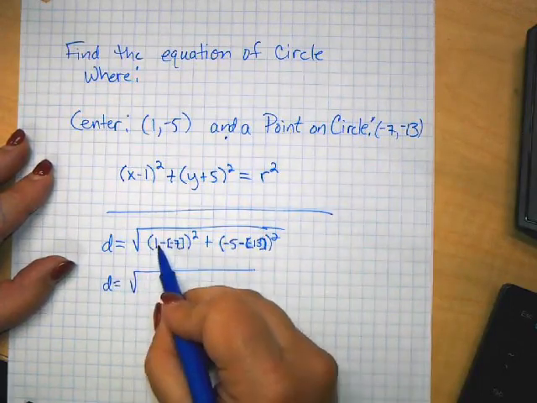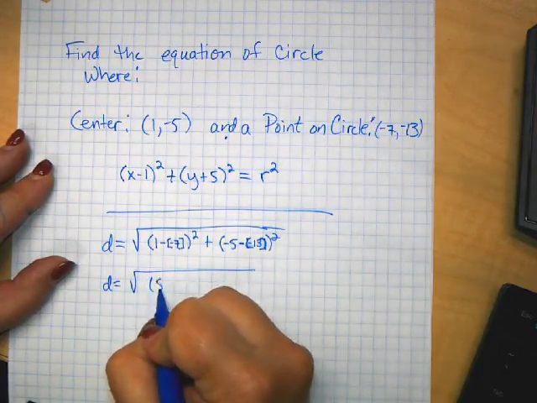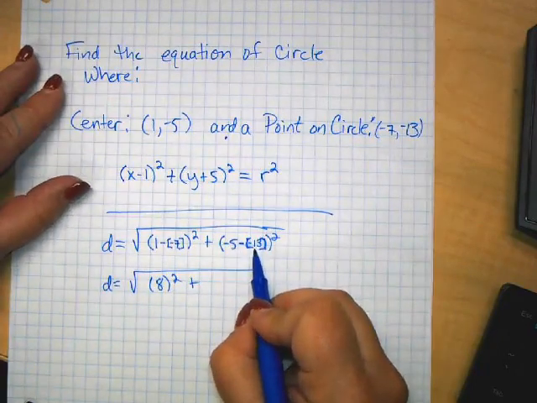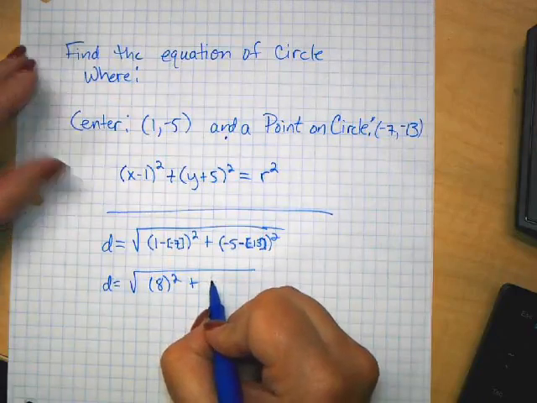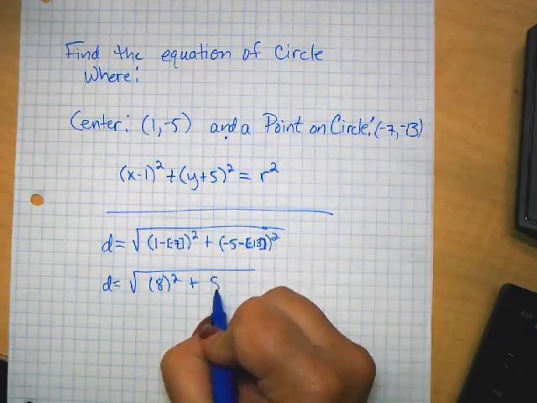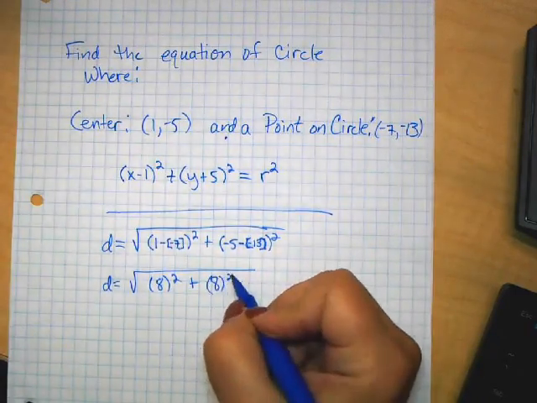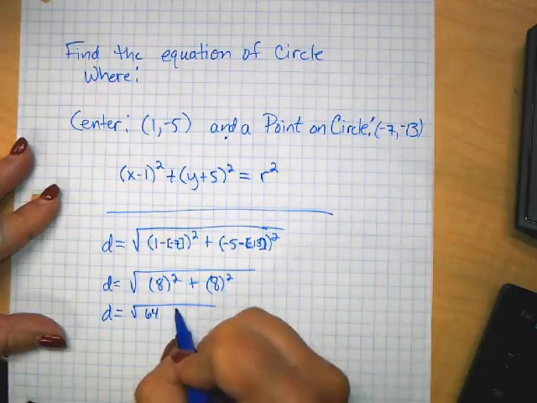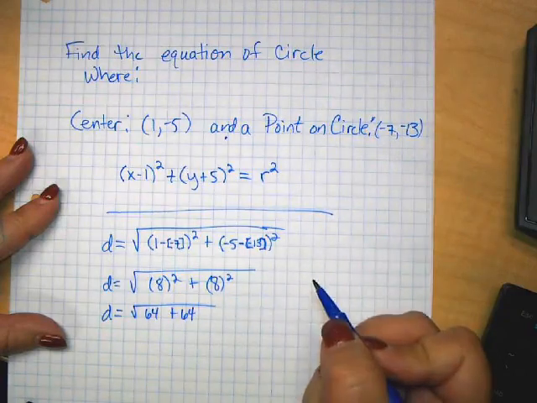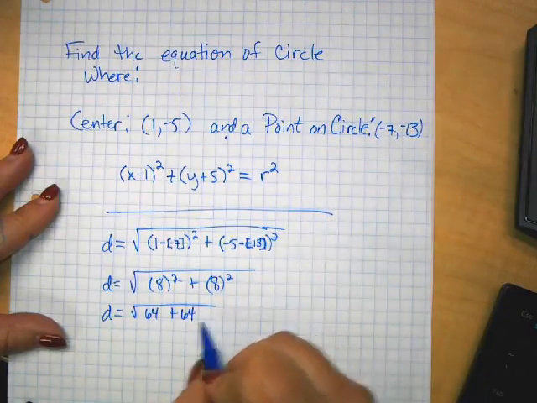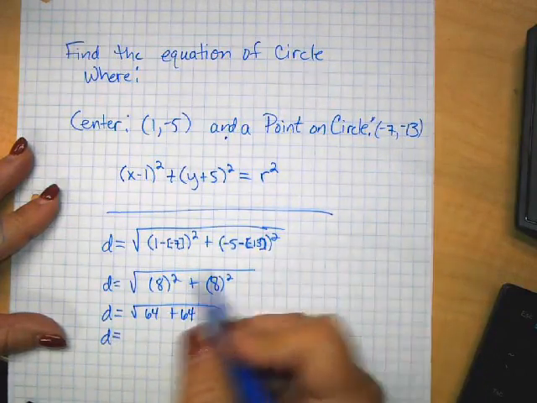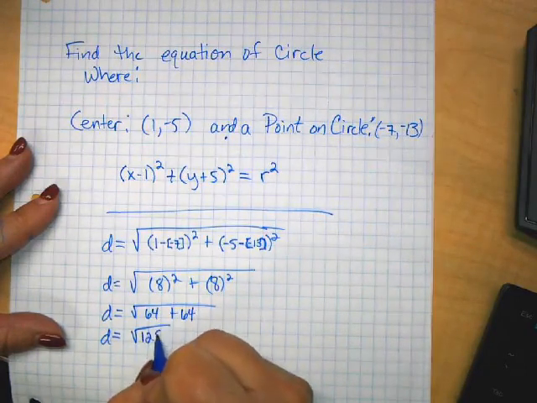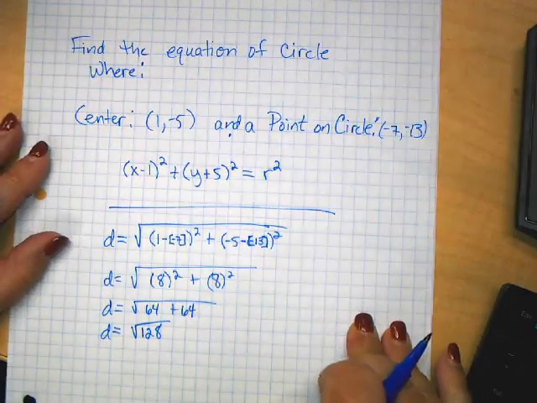So this is actually going to be 1 plus 7, which makes that 8 squared. And this is going to be -5 plus 13, which is going to make that 8 squared. All right, not finished. So this is 64 plus 64. That's giving us a value of 128 under the radical. Now we need to simplify that radical.